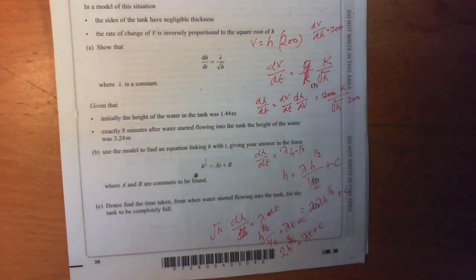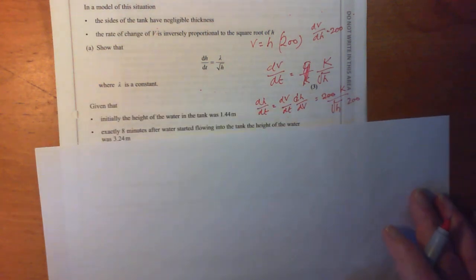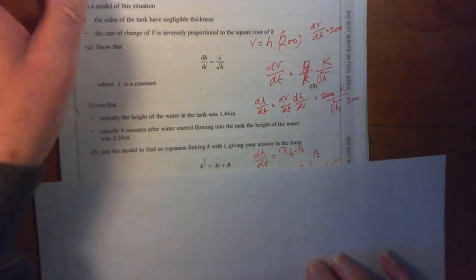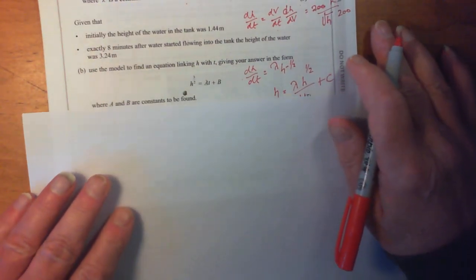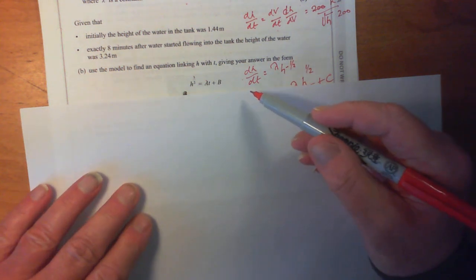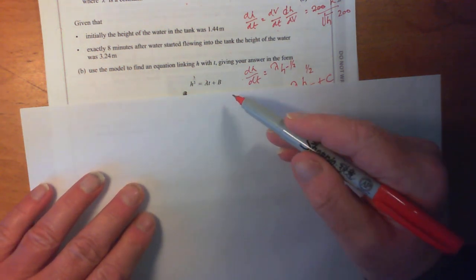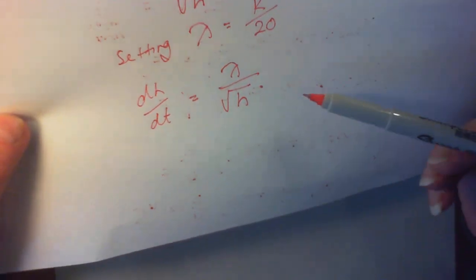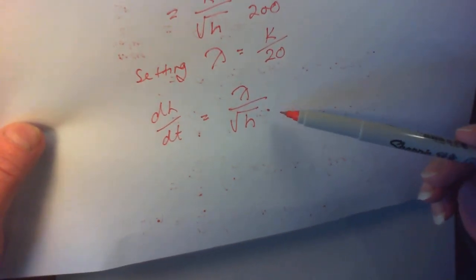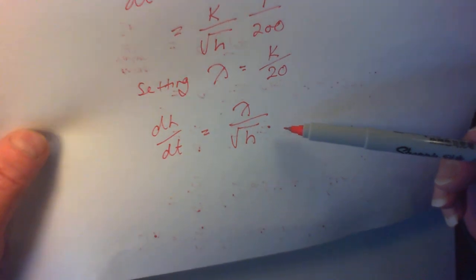Now the next bit asks you to use the model to find an equation linking h with t, giving your answer in the form such and such. Now, what some people did. Can I find my paper again? What you need to do is start off with this equation here. That's the equation you're given in the question, so it seems logical to start off from there.